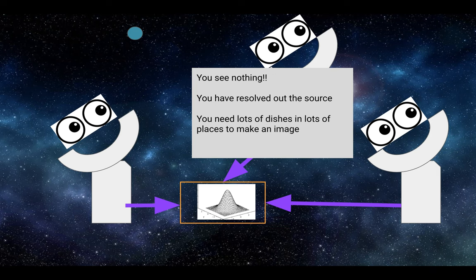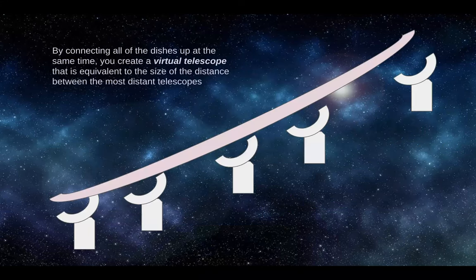But it's a very important point to remember when you're doing interferometry, because you naively might think, okay, we just put our telescopes at the longest possible baselines, and then you do your thing, and that's not really how it works. So you have to have a bit of both. And of course, you have to have twirling telescopes. This is also really important. So what's going on here is that by connecting up all of the dishes at the same time, you're creating a virtual telescope, and the angular resolution is equivalent to the size of the distance between the most distant telescopes. But as I said before, you have to be very, very careful with this, because otherwise you will resolve out things. Effectively, it's a high-pass filter if you only have the long baselines like that.